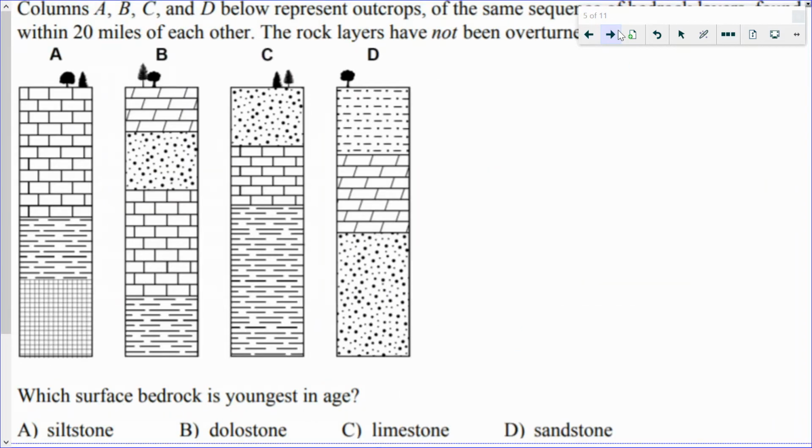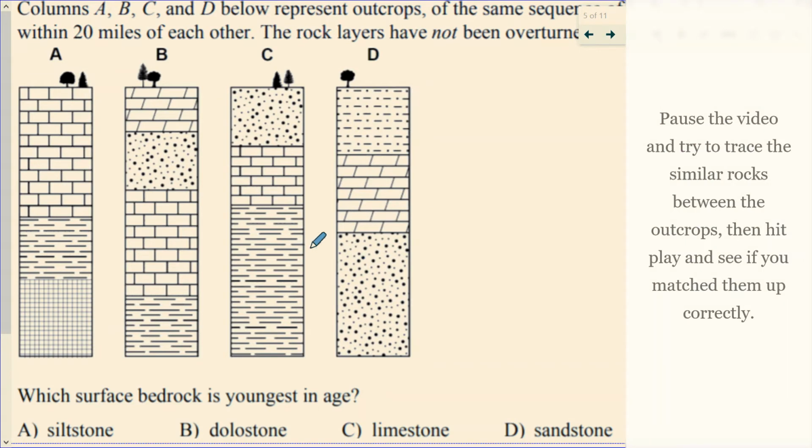All right, another correlation, matching some things up. So you've got to try to connect similar rocks. Which surface bedrock is the youngest? This is a tough one to do. The layers have not been overturned. We don't have any index fossils, which makes it more difficult. But I do see some dolostone here and some dolostone here. So what they're trying to do is get you to match up that you see shale, dolostone, sandstone. Dolostone, sandstone. Okay, limestone, shale.